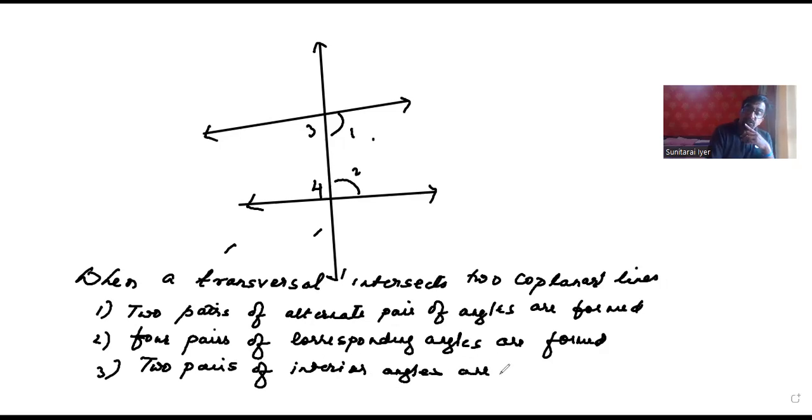Okay, so please keep in your mind, children, very simple. When a transversal intersects two coplanar lines, two pairs of alternate angles are formed. Four pairs of corresponding angles are formed. Two pairs of interior angles are formed.